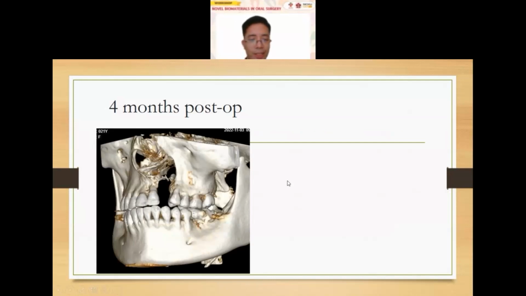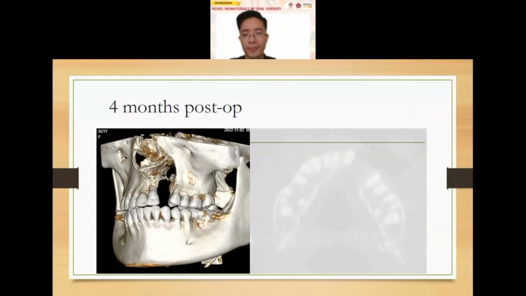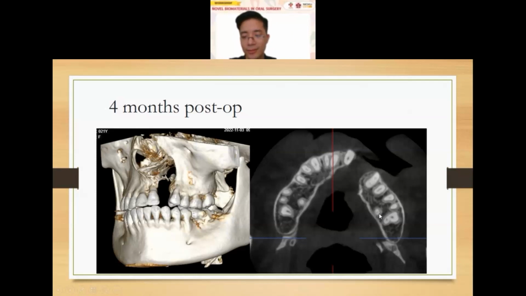And this is the X-ray, the Cone Beam CT. The bone defect still exists because we only did the soft tissue closure, but the thickness of the soft tissue is increased. It's enough and very safe for the bone graft.